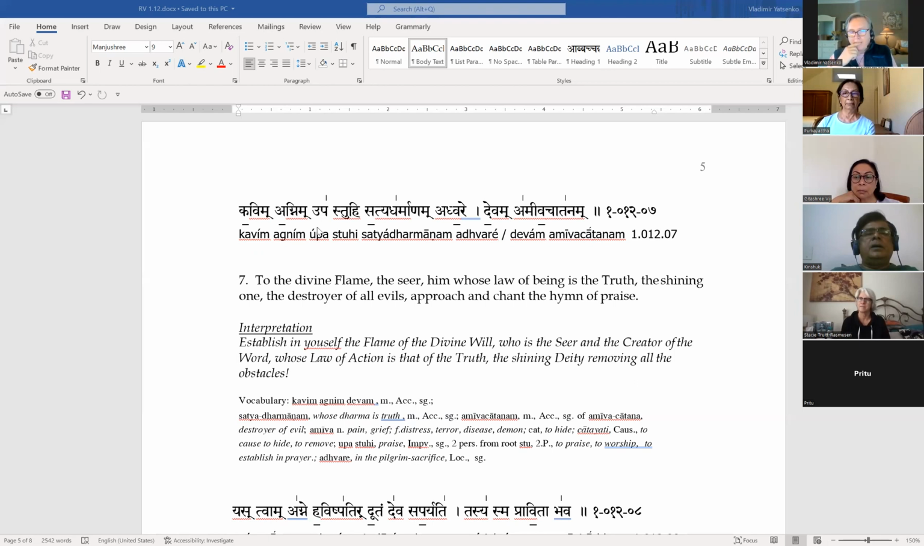For example, here, Devam amivachatanam, right? There'll be no gap essentially between Devam and amivachatanam, isn't it? It is 8 syllables: Devam, amiva, chatanam. Chatanam is the only accentuated one because it's a compound word. Amiva chatanam actually fits into iambic meter. So Devam amiva chatanam. Okay, got it. Cha fits.